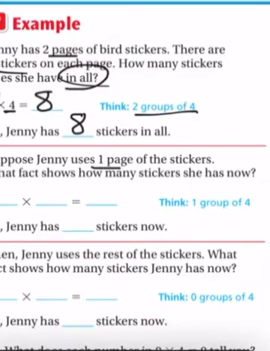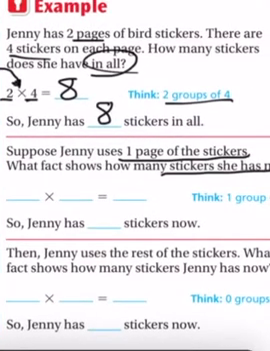Suppose Jenny uses 1 page of the stickers. What fact shows how many stickers she has now? So she uses 1 page up. That means she only has 1 page left. She had 2 pages, used up 1. That leaves her with 1 page. And again, how many stickers are on that page? 4.